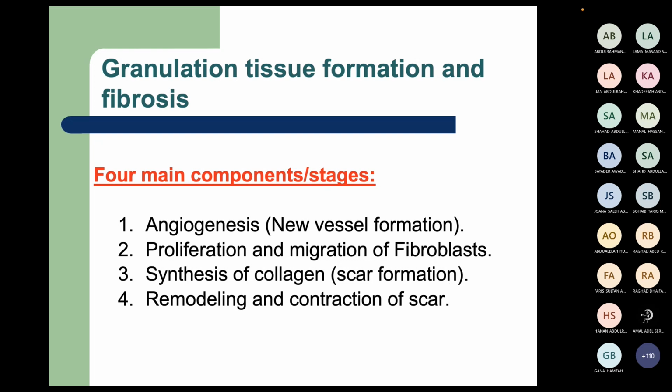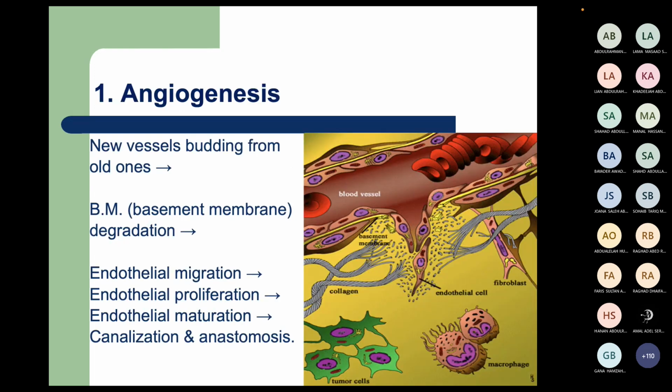The first 2 steps are for granulation tissue, and the remaining two steps are for the scar tissue. So the first step is called angiogenesis. Angio means blood vessels, genesis means production. Angiogenesis means new blood vessel formation. In this, you can see the blood vessel is like this, and a new vessel will come as a bud.